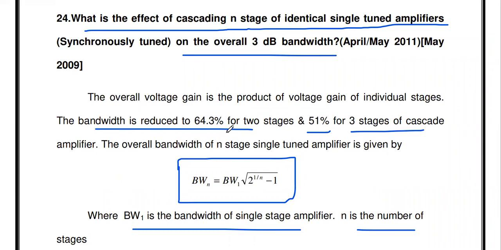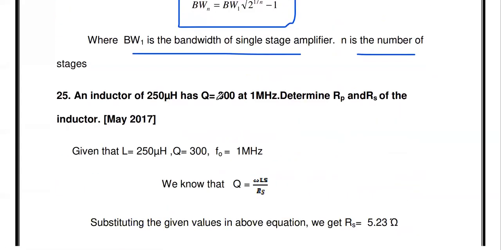Two stages means 64% bandwidth remains. Three stages connected means we get 51% bandwidth. So this is the formula. Using this formula, now we are going to solve the problem.